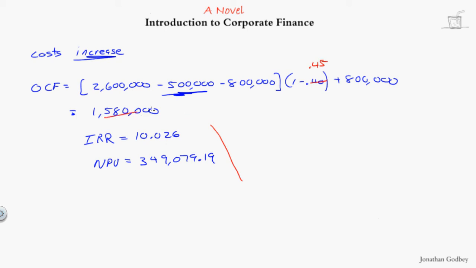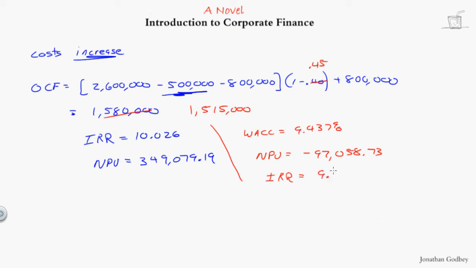Okay, if you want a little bit more practice, well, if I change this to 0.45, then my cash flows are going to come out to be 1,515,000. My weighted average cost of capital is going to be 9.437%. My net present value is going to be minus 97,058.73. My internal rate of return is going to be 9.298%.